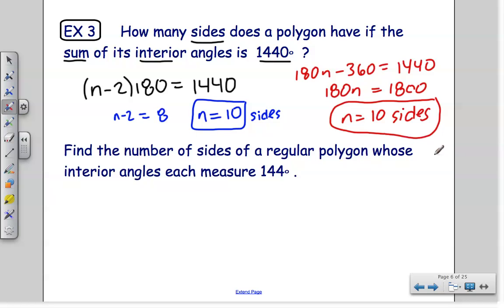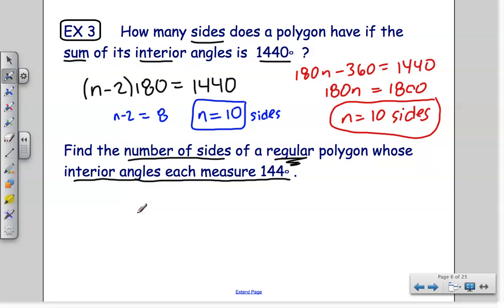So using the formula working backward to find sides, and this one's even trickier. This time you have to find the number of sides of a regular polygon. Notice the keyword is regular, meaning all the angles are congruent, all the sides, whose interior angles each measure 144 degrees. Find the number of sides of this regular polygon if each interior angle measures 144 degrees.